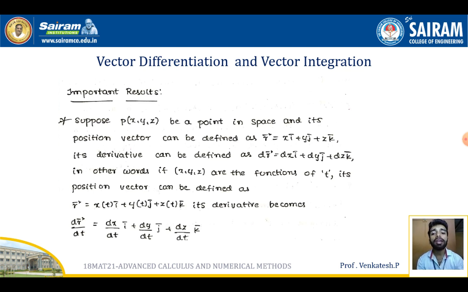In other words, if x comma y comma z are functions of the variable t, where t is a time variable here, then its position vector can be defined as r is equal to x of t i plus y of t j plus z of t k, and its derivative becomes dr by dt is equal to dx by dt i plus dy by dt j plus dz by dt k.